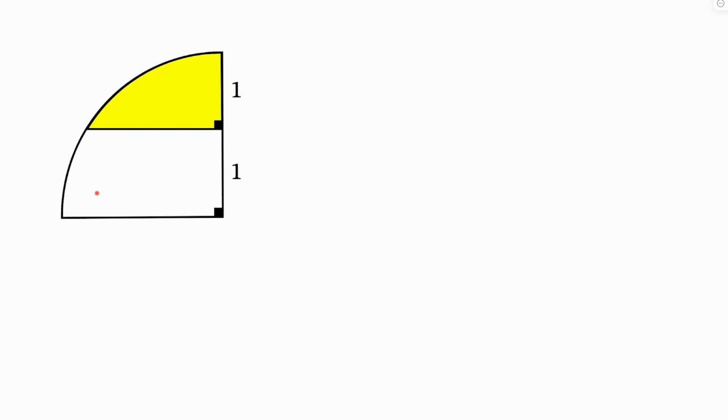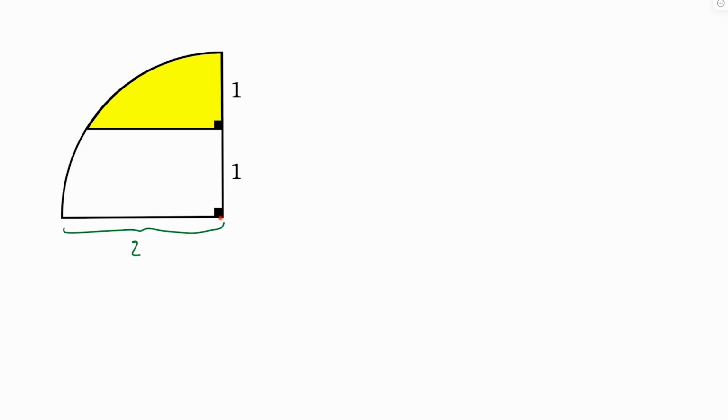Hi everyone, in today's video we are going to find the area of this yellow shaded region. We are given the length of this segment and also this segment, and it's also a quarter circle. You can see that the radius of the circle is the sum of these two segments. So the radius is 2.